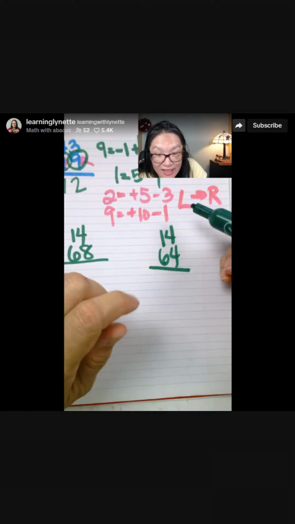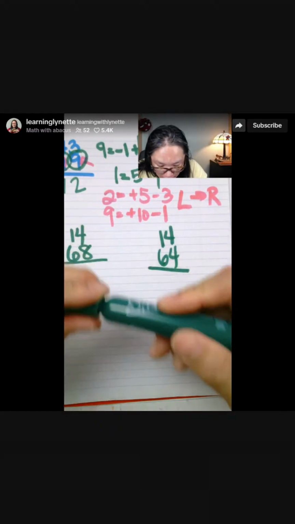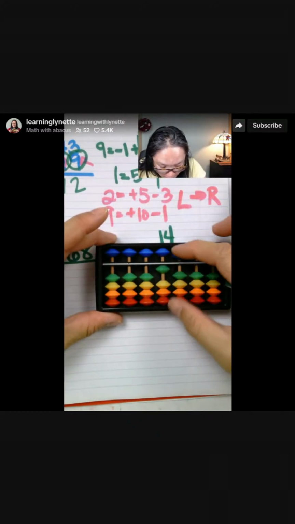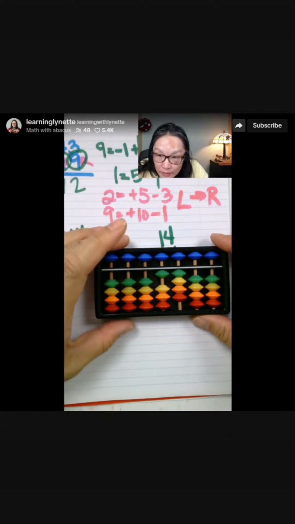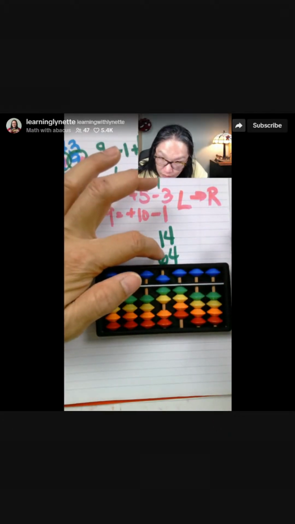Yes. Okay, so the first thing we're going to do is put 14 on our abacus. And then what are we going to do? We're going to add 6. So we add the 6. Now we need to add the 4. Well, hold up. I don't have any more beads to add the 4.